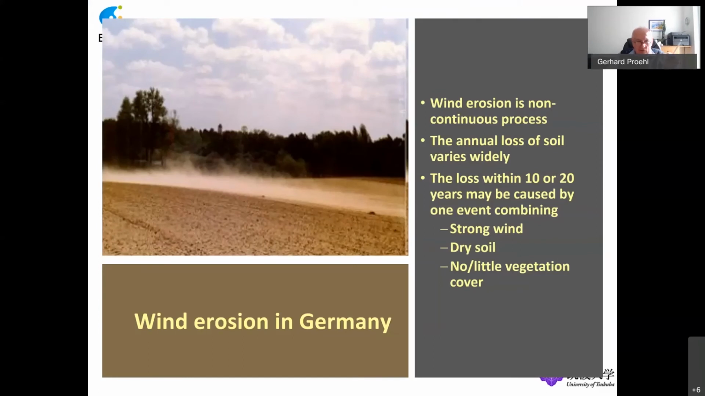This is erosion by wind, an example from Germany. But you see it's by wind or by rain. And we have to be aware that wind erosion, or erosion in general, is not a continuous process. This means the annual loss of soil will vary widely. And the loss within 10 or 20 or 30 years may be caused by one event where you have a combination of strong wind, dry soil, and little vegetation cover.